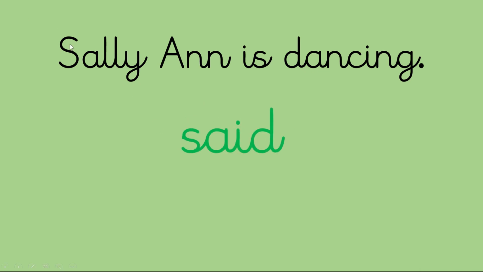So you can see that Sally begins with an S, so that's our first letter. Ann begins with an A, so that's our next letter. Is begins with an I, so that's our next letter. And dancing begins with a D, and that's our final letter. So that is how we can remember to spell the word said, by saying Sally Ann is dancing. That will help me remember as well that it's got 4 letters in there. Okay, so remember that one. Sally Ann is dancing helps us to remember the word said.